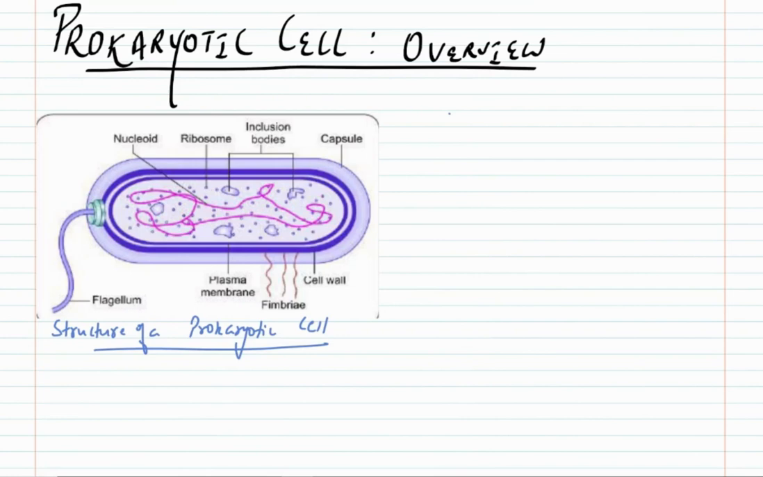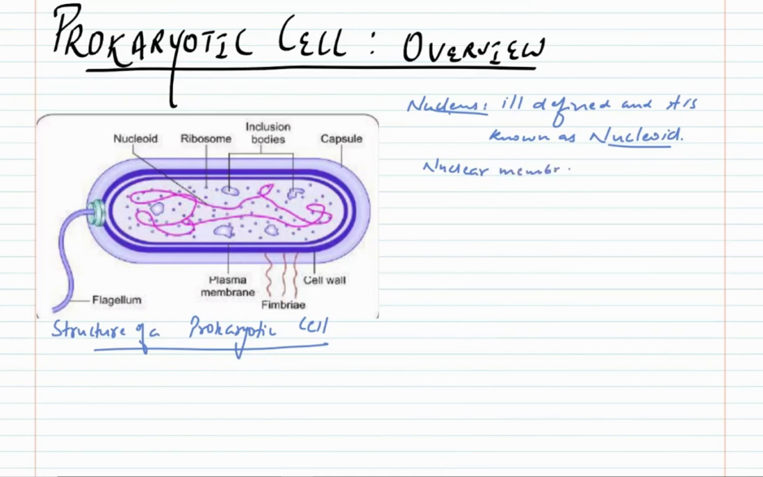So in prokaryotic organisms, the nucleus is ill-defined and it is known as the nucleoid. So a true nucleus is absent. The nuclear membrane is also absent. You can see the nucleoid in this diagram, and the genetic material is lying freely inside the cytoplasm. There is no nuclear membrane.